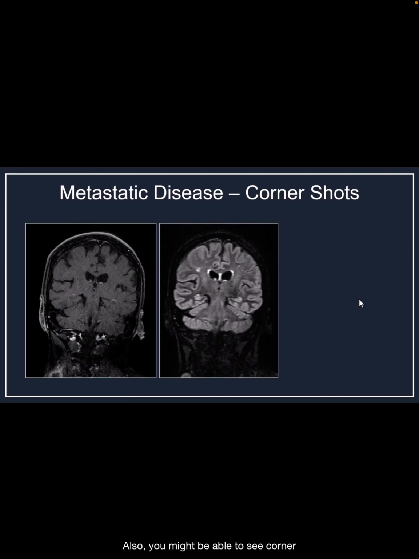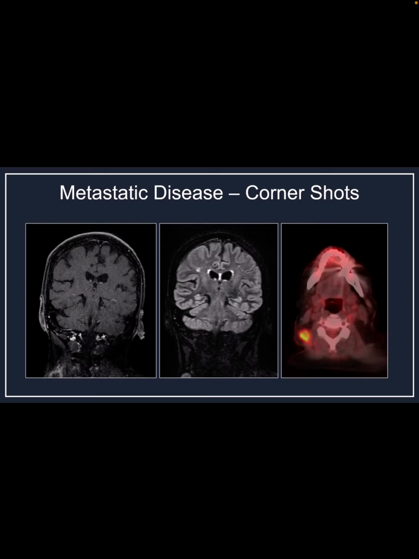Also, you might be able to see corner shots within the neck. We have 2 sequences that get a little lower than the skull base, so we can see this kind of tip of the iceberg lesion where you've got this enhancing node within the right level 2 region, right level 5A region on this PET scan, where we've got this hypermetabolic lymph node here. So pay attention to those sequences, particularly that go into the neck. You may be able to appreciate some metastatic adenopathy.